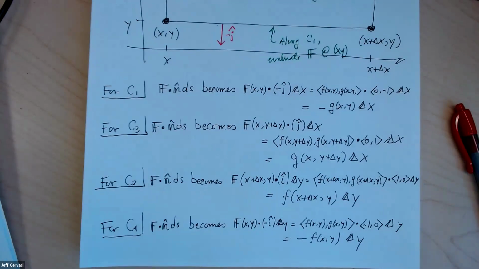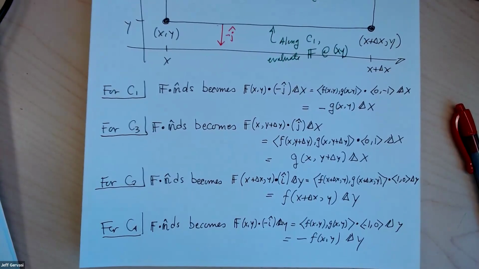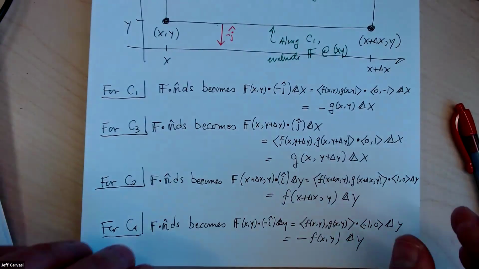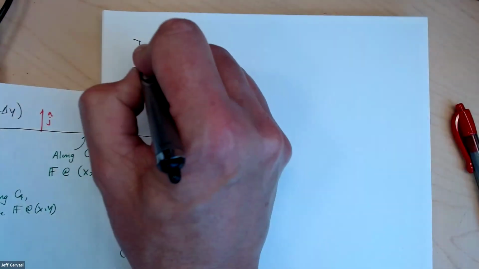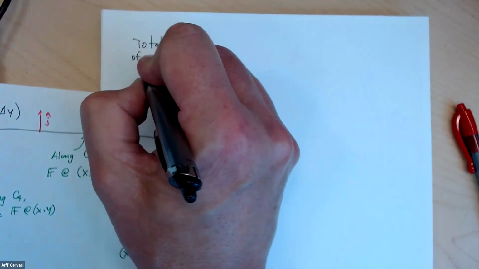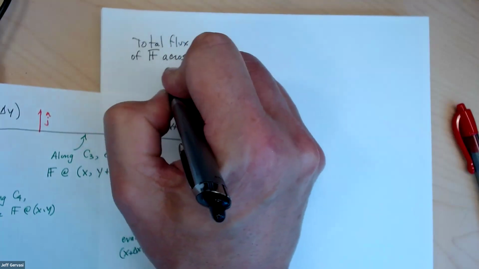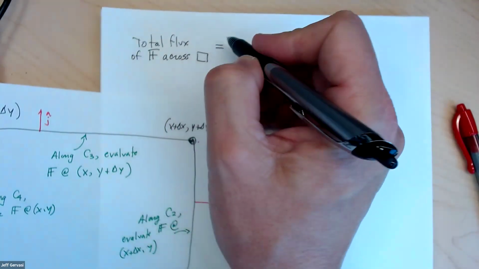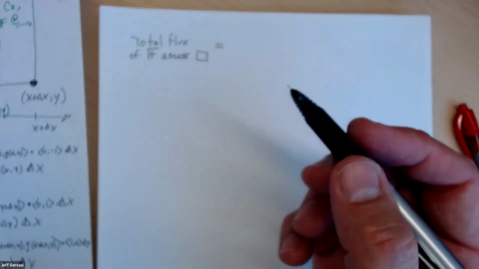Okay, how's that look? Now, the next thing I'm going to do, of course, you probably figured this already, is add up all four of those quantities to get the total flux of the vector field across all four sides of the rectangle. Okay, so let's say the total flux of F across the rectangle is equal to the flux across each of the four sides. And gang, I'm just going to add up all four of those quantities.